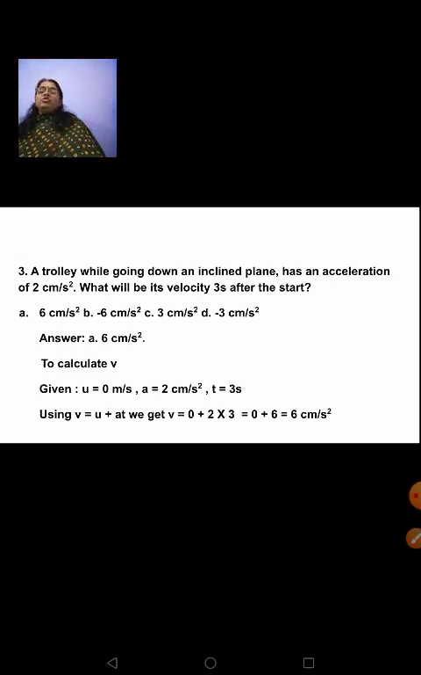In the place of U, you will put 0 plus AT will be 2 into 3. So 2 into 3 will be 6. 0 plus 6 will give you 6 centimeter per second square. So option A is the answer, 6 centimeter per second square.